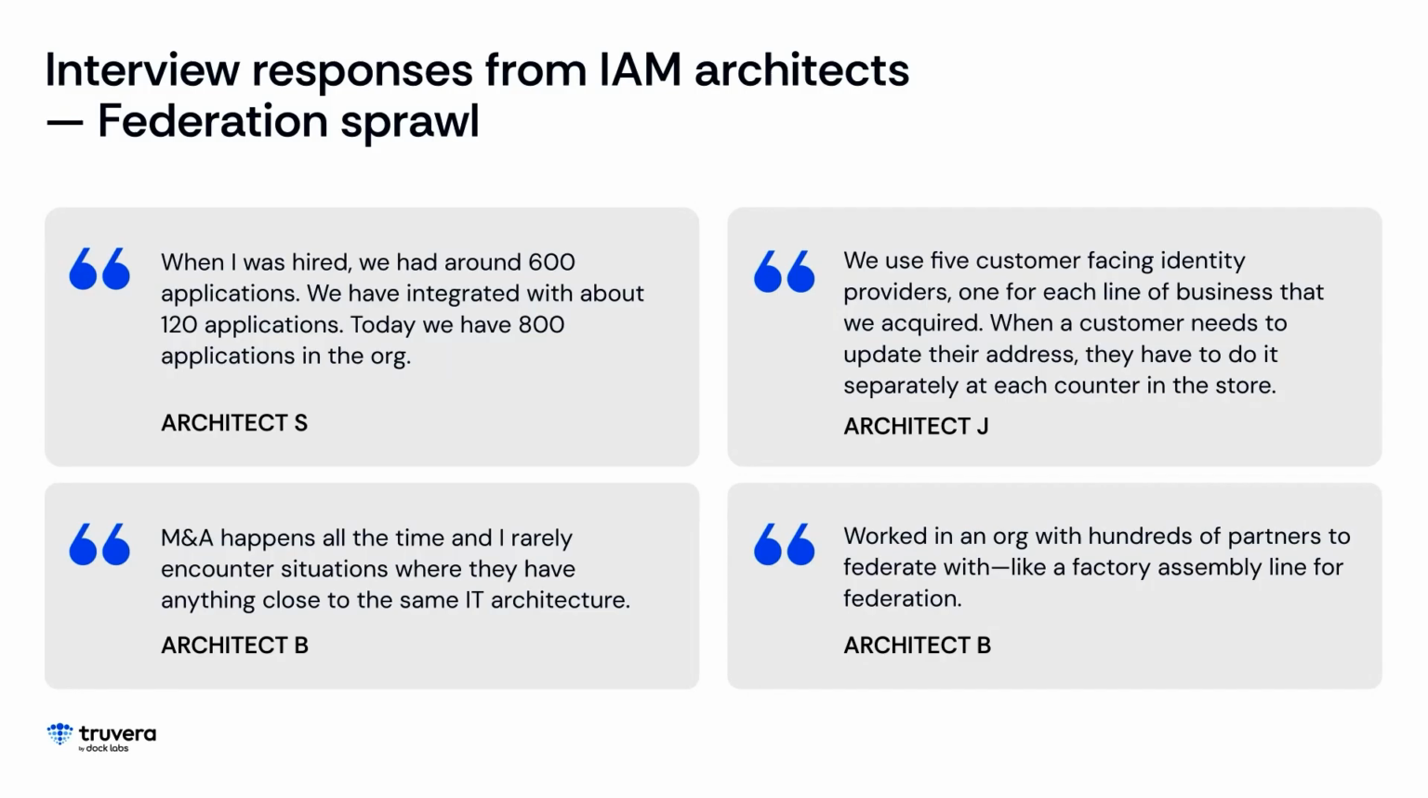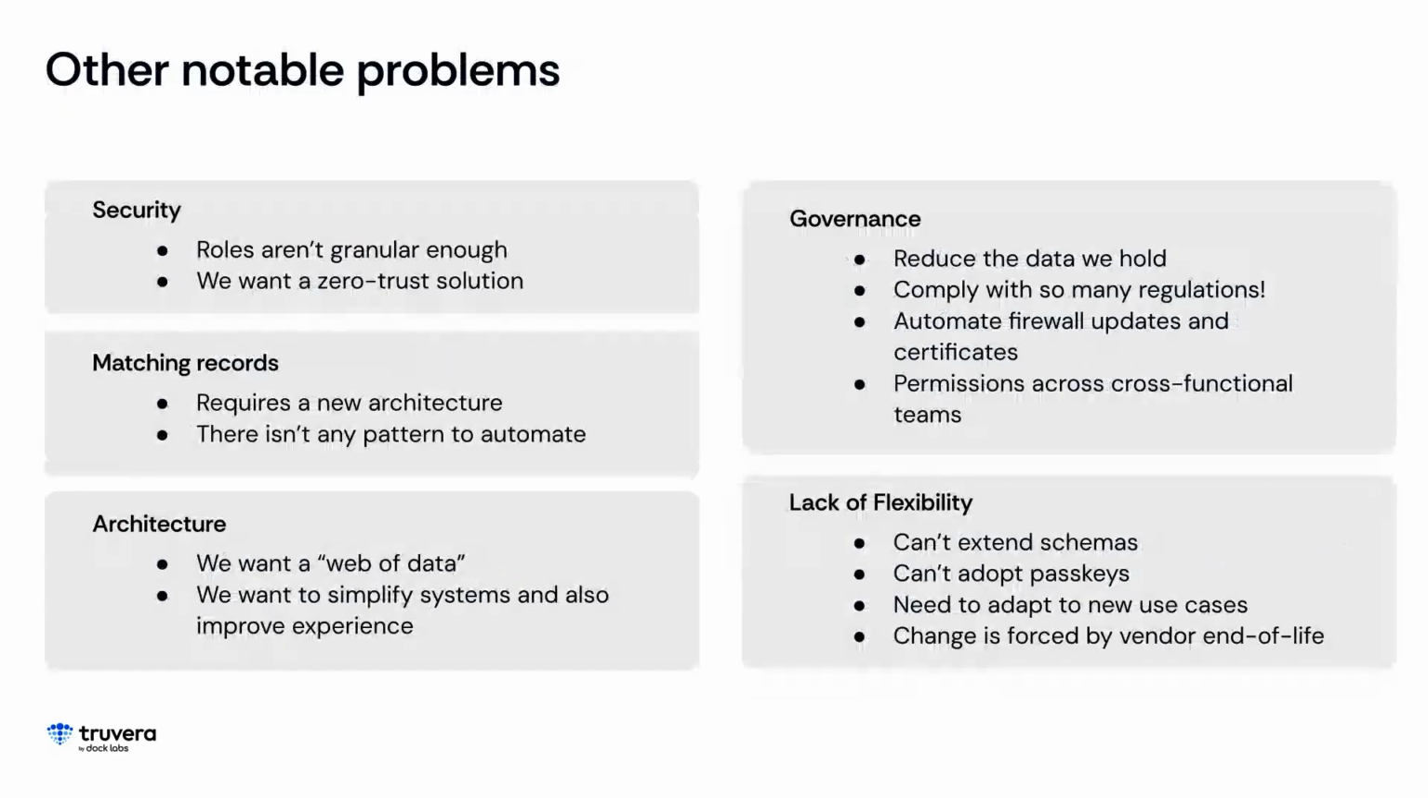Architect J mentioned that their organization had 5 customer-facing identity platforms. This is a consumer market, a shop. The customer would come in, talk to the photo app place, and change their phone number and their address for having photos delivered. Then they go to the front, and they'd be getting email or paper mail at their old address because the loyalty system was not related to the photo system. So they had to change their address separately at each counter in the store. We definitely see this sprawl in the industry.